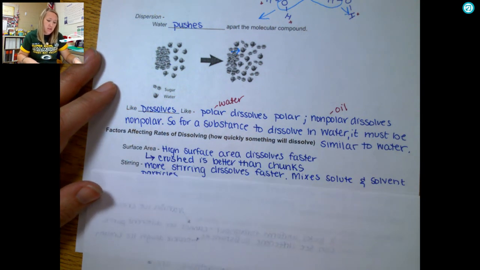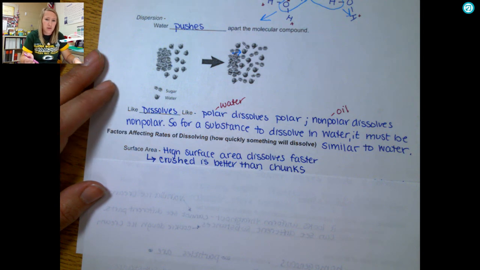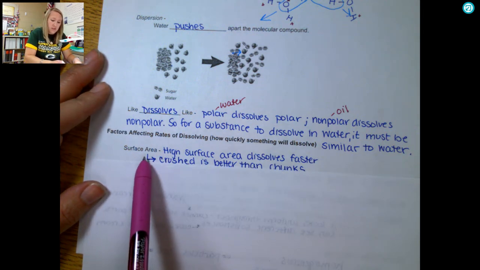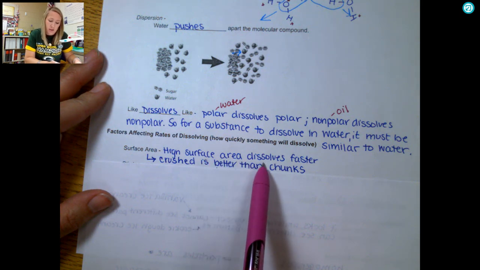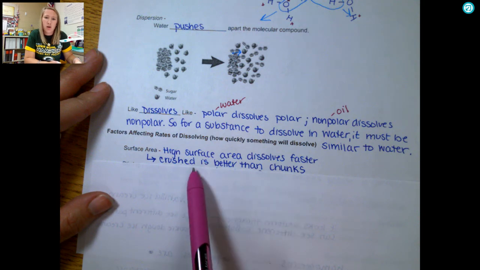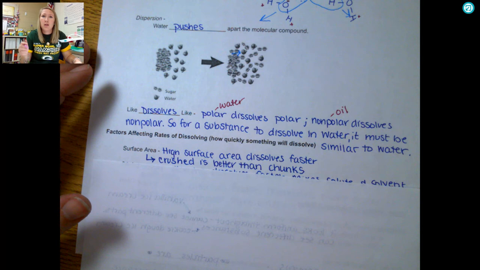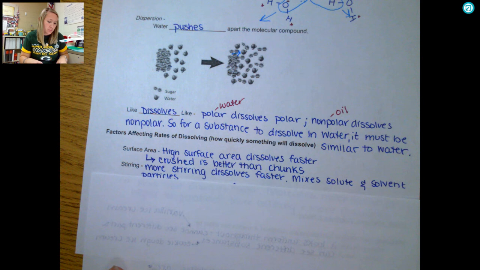There are a couple of factors that affect how quickly something can dissolve, or rates of dissolving. The first one is surface area. If I have a high surface area, it's going to dissolve faster. So that means that if I have something that's crushed up, as opposed to being in chunks, the crushed version is going to dissolve quicker. Okay. That's like powdered sugar versus a sugar cube or a rock of something, right? If I have smaller pieces, it's going to dissolve. Crushed ice dissolves faster, or melts faster, than solid ice.